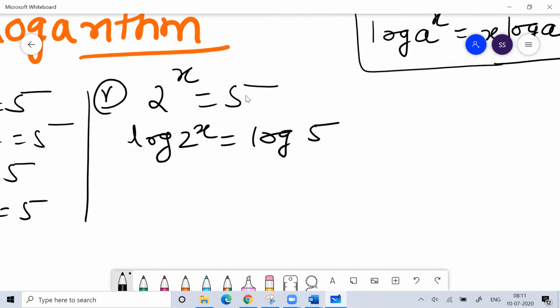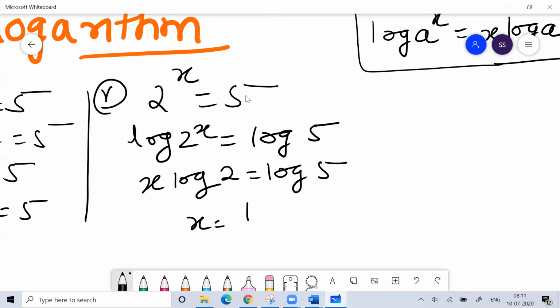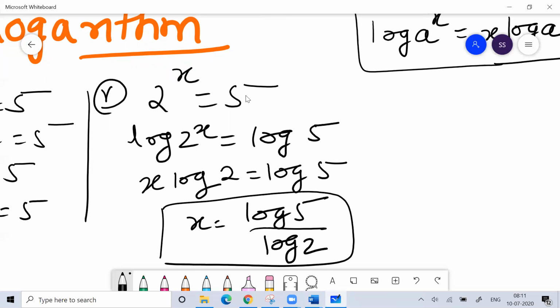So automatically what will happen? If you take log on both sides, you'll get x log 2 is equal to log 5. Then you can find the value of x: x would be equal to log 5 by log 2. This way you can find the value of an unknown that is in the power. So this is the mathematical reason why we use log.